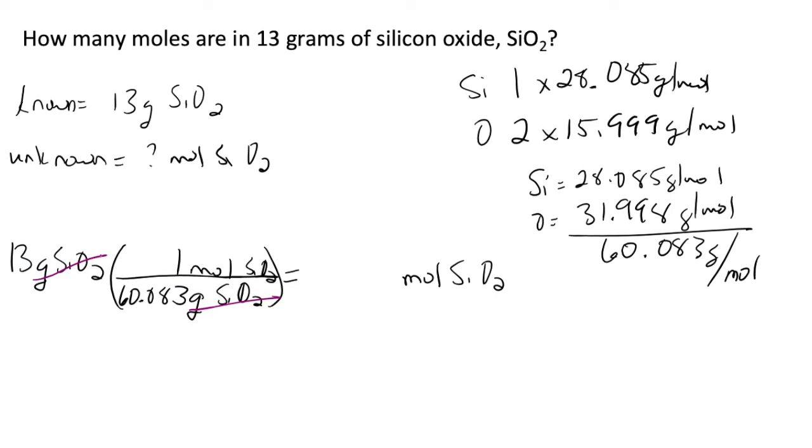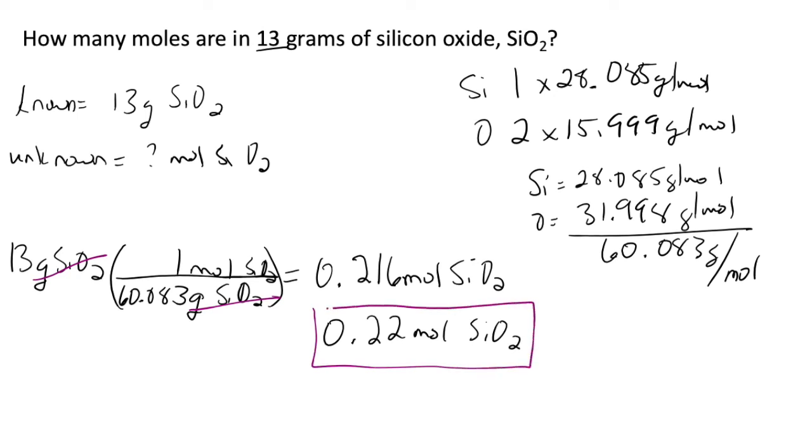This is going to allow us to cancel out grams. And in order to finish up our math, we're going to take 13 times 1 going across the numerators divided by 60.083 gives us 0.216 moles. I wrote one value more than the number of significant figures so that we can round. And if I'm paying attention to significant figures, this would be the number of moles that are in 13 grams of silicon oxide, 0.22 moles.